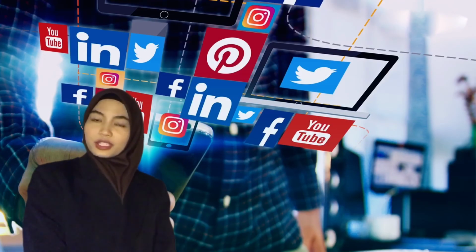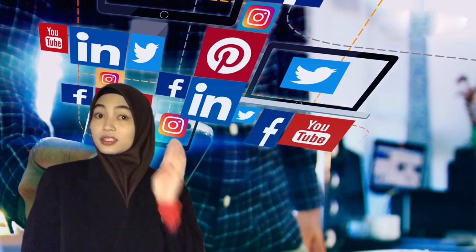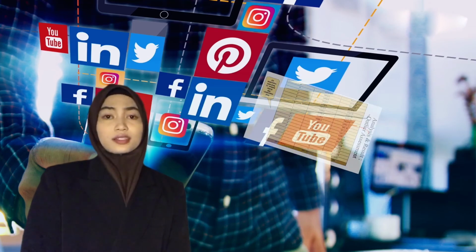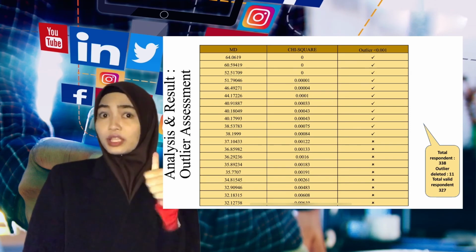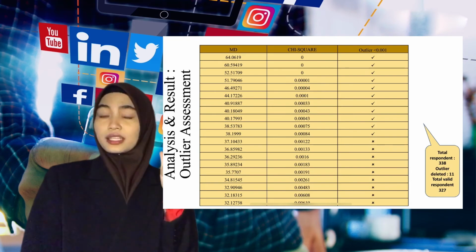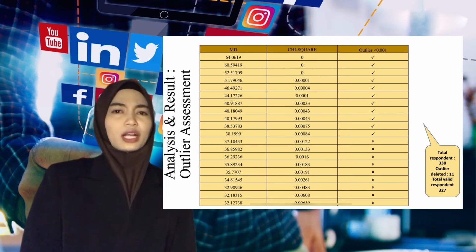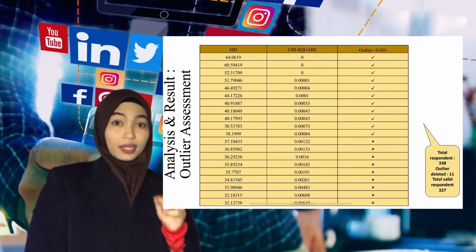Hi, Assalamualaikum. For analysis and findings in Chapter 4, we will look at outlier assessment and the goodness of fit. The first phase of analysis will look at data normality, reliability, and profiling. The second part will answer our research questions 1 and 2.